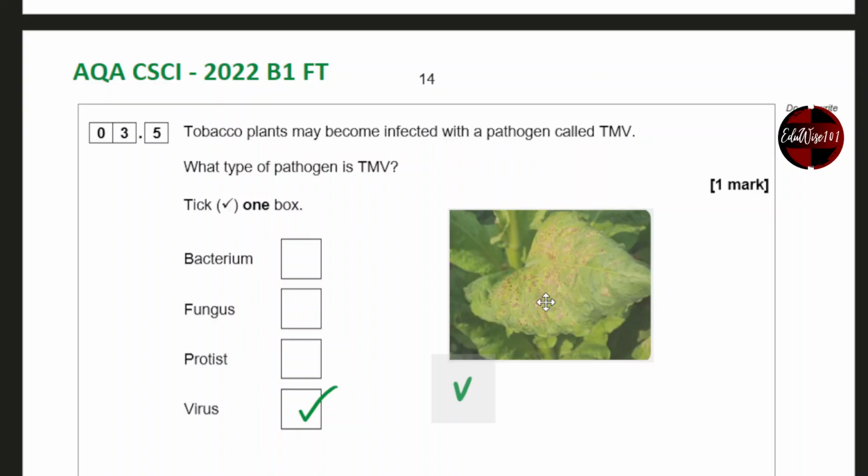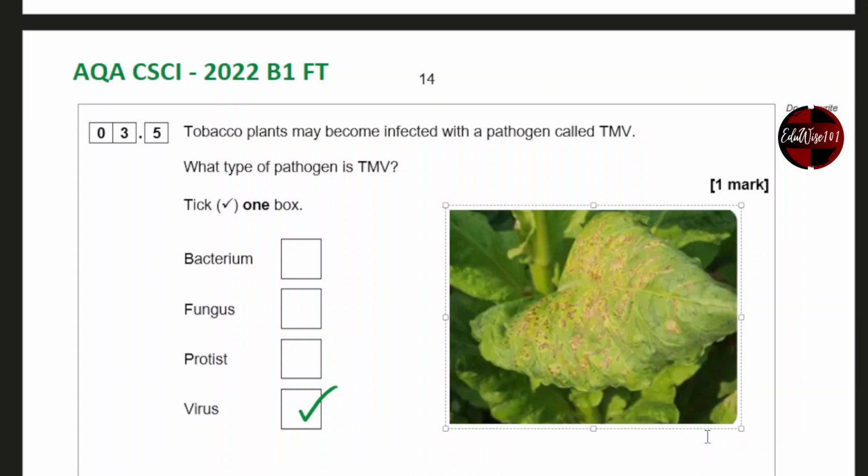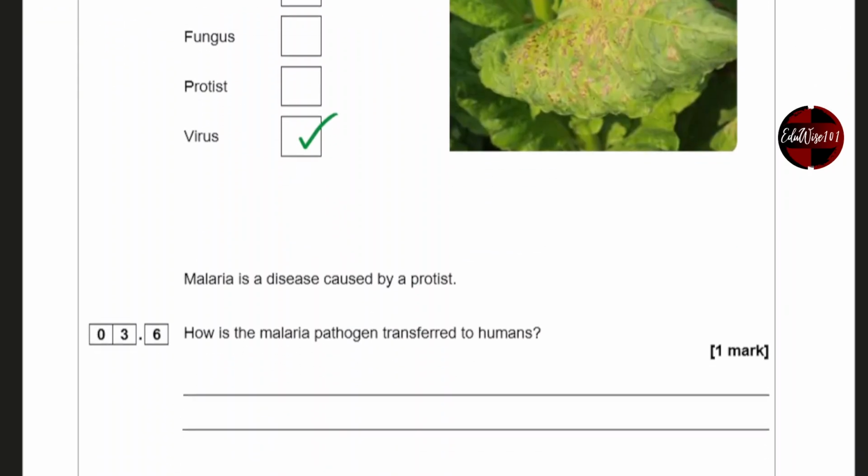Here's a picture of a tobacco mosaic virus infecting a tobacco leaf. So these leaves are quite big, right? And the yellow thing is mainly because of the virus on the leaves.